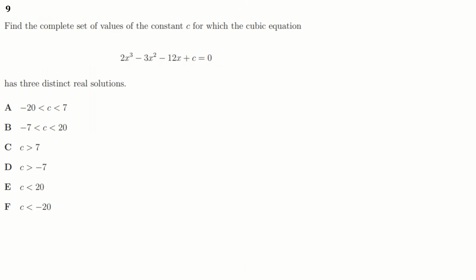Yeah, nice question. Question number 9. Find the set of values that has 3 distinct roots. Now, this is a cubic. It's a positive cubic, which means it starts down here, ends up here. So it's very step-like, this question. Very step-like indeed. Goes through the y-intercept of c.